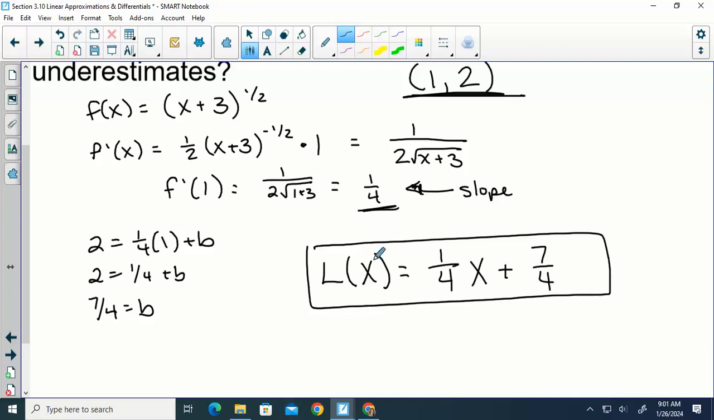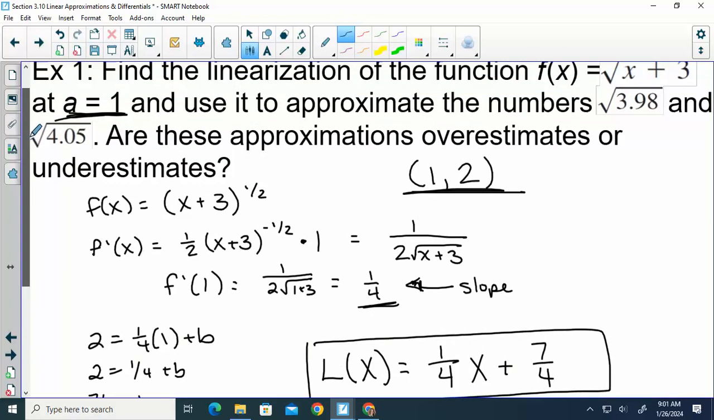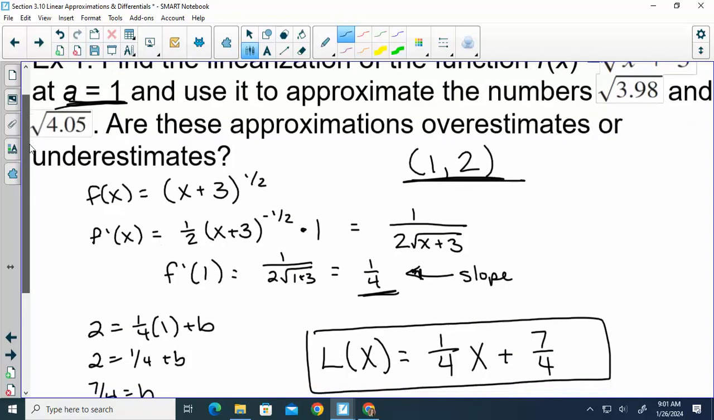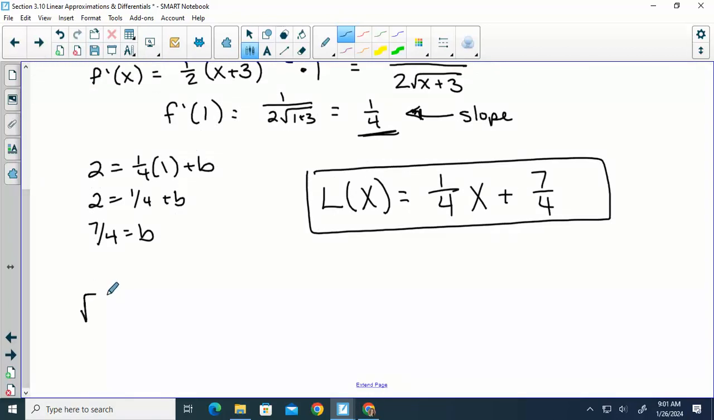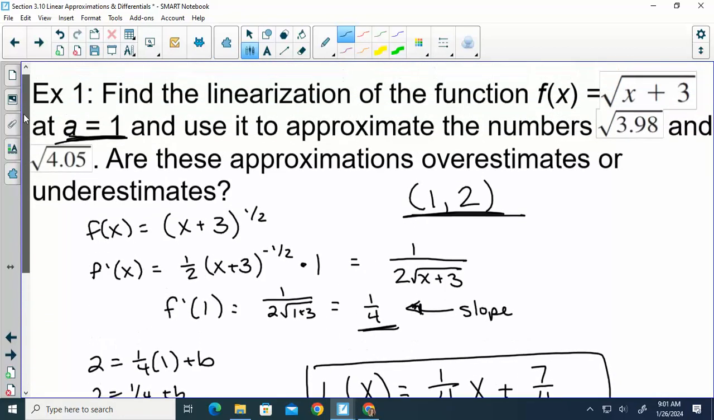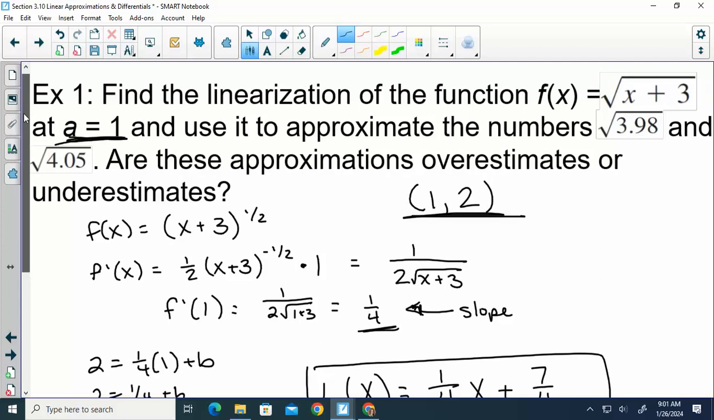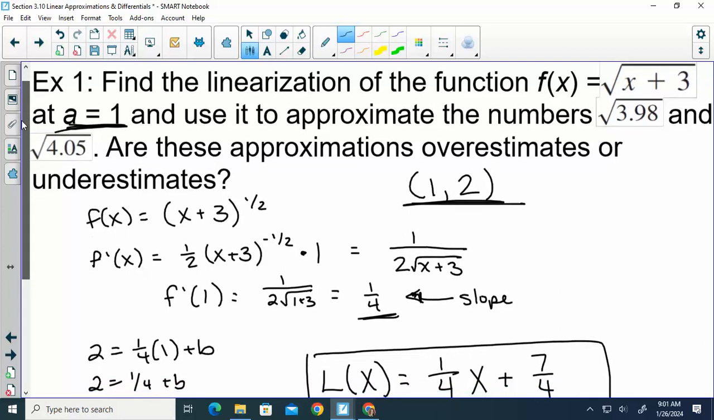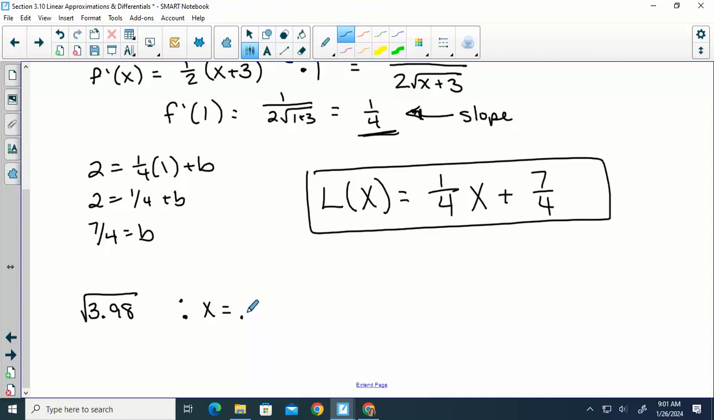Okay, then I want to use this to approximate a couple of square roots. So the square root of 3.98. What is my x if I'm doing the square root of 3.98? Remember, the equation is the square root of x plus 3. So what would x have to be? 0.98. So we put 0.98 into our equation.